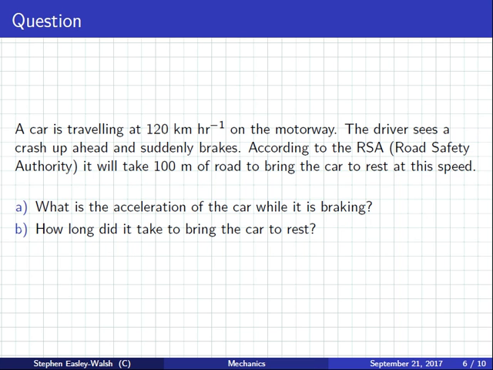So I'll give you a minute. I want you to try the A and the B part. What is the acceleration and what is the time?